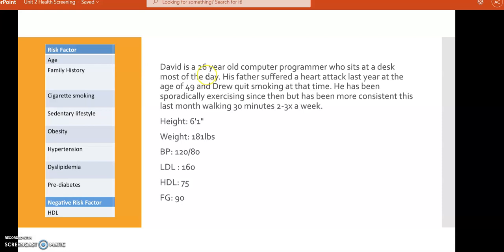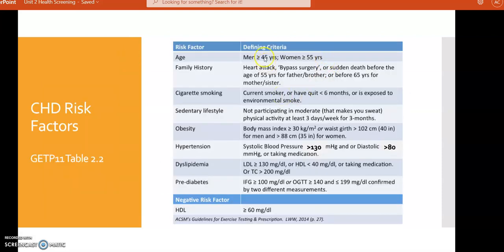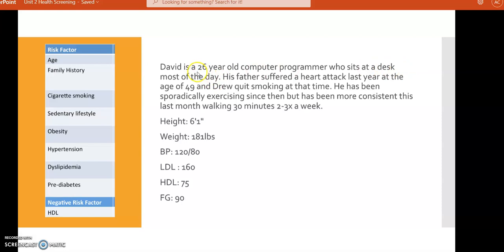This is David. He's 26. So age is not a factor, because if we go back to our table, for men, they have to be over 45 to be a risk factor. He sits at his desk most of the day, so probably sedentary unless we get some more information. His father suffered a heart attack last year at the age of 49. Remember, 55 was the cutoff for family history for a male relative. So this is under that threshold, so that would not be a risk factor.